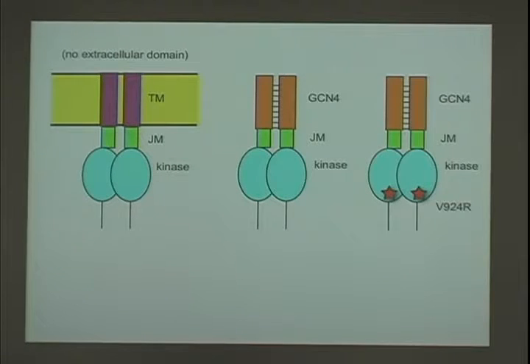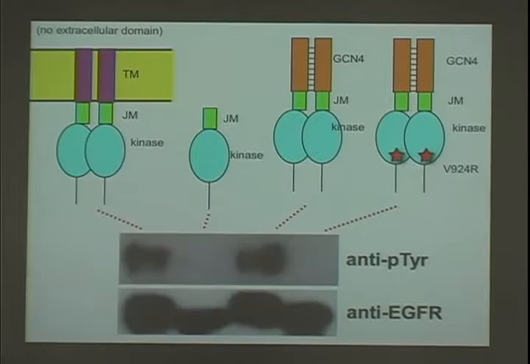In order to give us an idea of just how active it is, what we did is to fuse GCN4 to the juxtamembrane kinase domain to form this construct. Now, GCN4, as you may know, is a constitutive dimerizer. Then we transfected cells with these constructs and looked at the activity. And what we find is, let's look at the transmembrane juxtamembrane kinase domain, it actually switches on. So this is a cell transfection experiment. These are protein levels. This is phosphorylation.